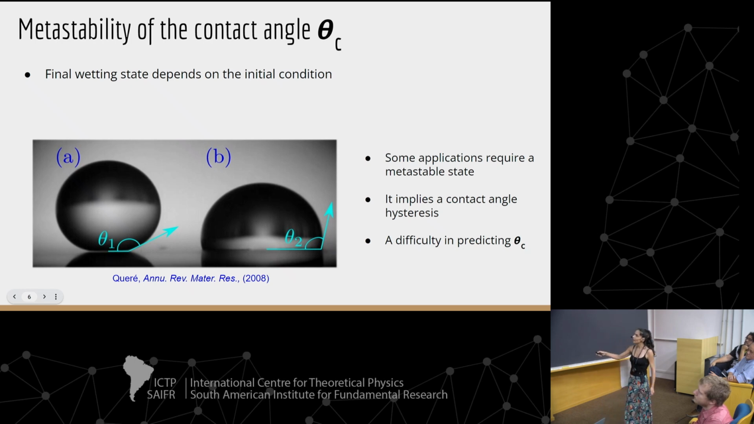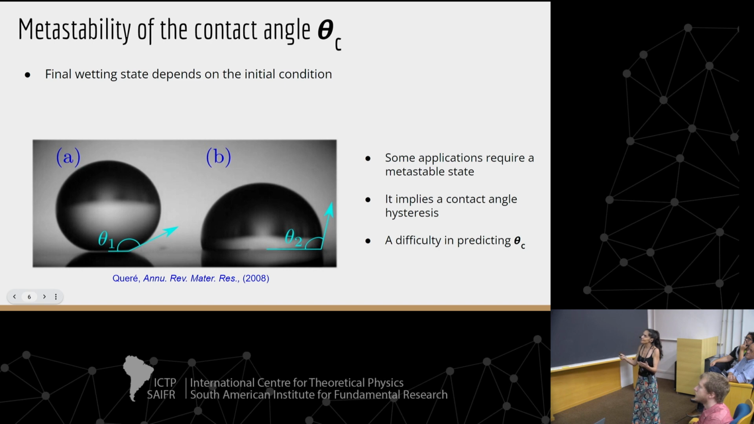And then a droplet is released from a given height, and it acquires some kinetic energy, and it's able to penetrate the surface. And then you see that the contact angle is smaller than in that case, meaning that depending on the initial condition, one has different final states.